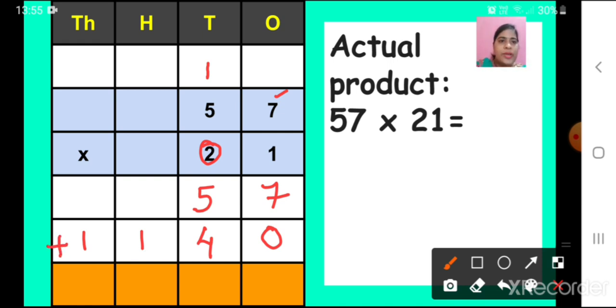The last step is to add. Okay, we are going to add. 7 plus 0 is 7. 5 plus 4 is 9. Right? And here we will write 1. And here in the thousands place also 1. So what answer have we got? 1197. So we will write here 1197.